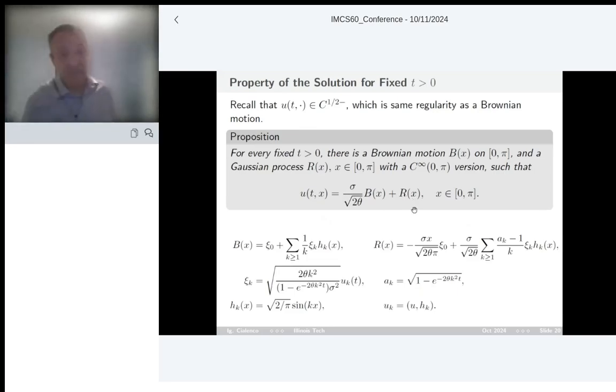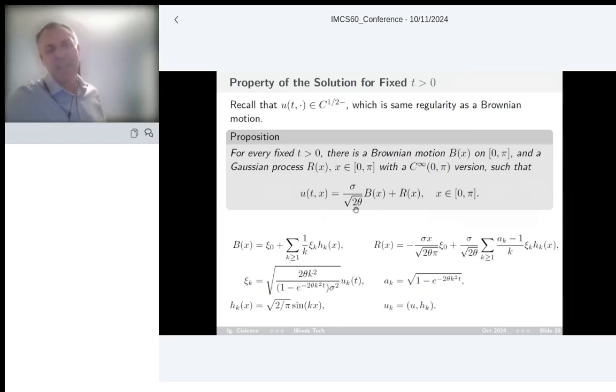And it turns out that indeed, and this is an interesting result in itself, because of the structure, because of Gaussianity, you can show that although the solution is quite complicated, it is equal to a one-dimensional Brownian motion B times a coefficient plus something that is C infinity smooth. Not only that, the coefficient in front of this Brownian motion is exactly sigma and theta that I'm interested in estimating.